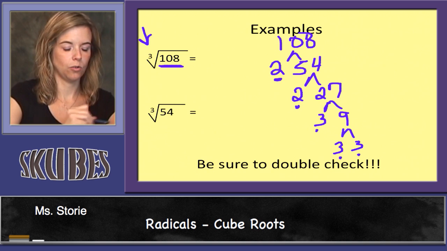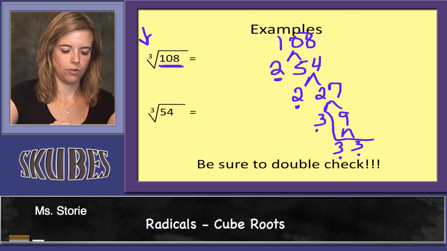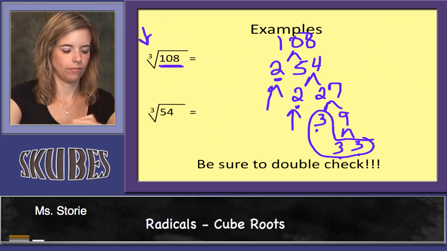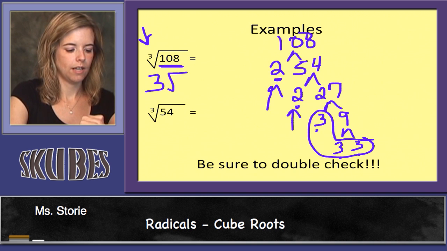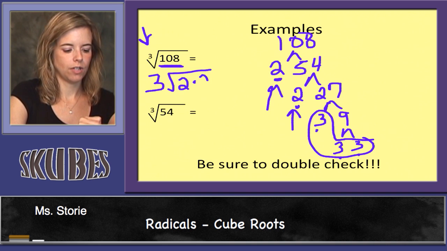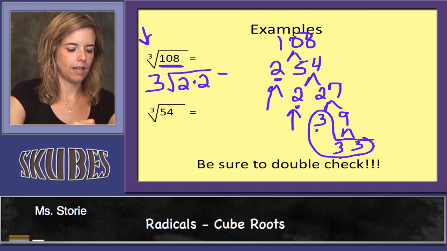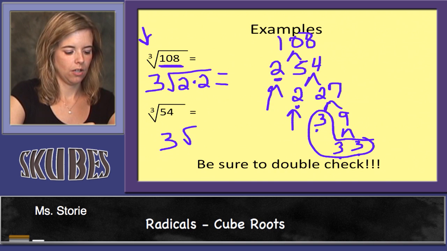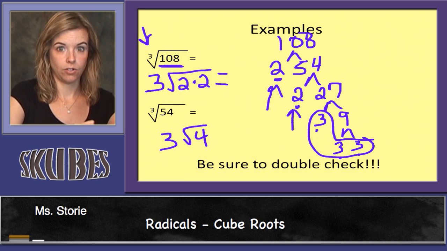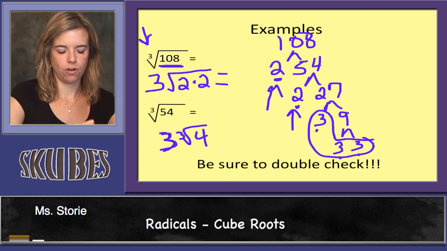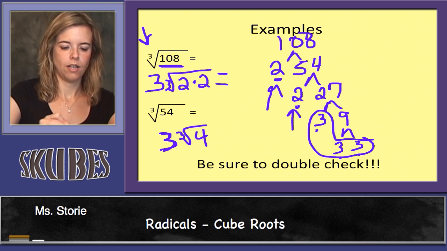All right, the index says groups of 3. 1, 2, 3. And I don't have enough to make another grouping of 3, so I've got 2 lonely 2s that are hanging out. So I've got my group of 3s, and then I have 2 times 2 left over. They go back under the radical sign, so that means that my final answer is going to be 3 radical 4.